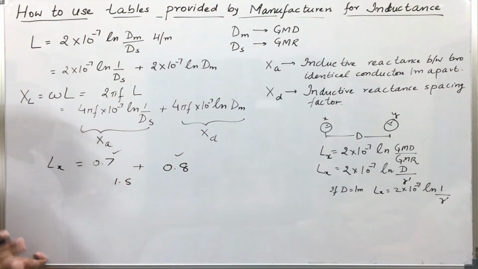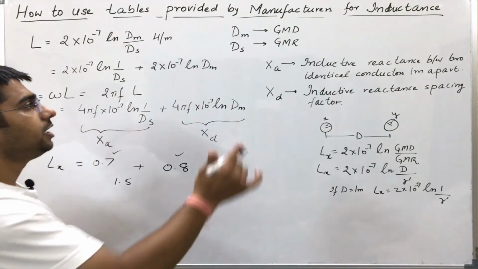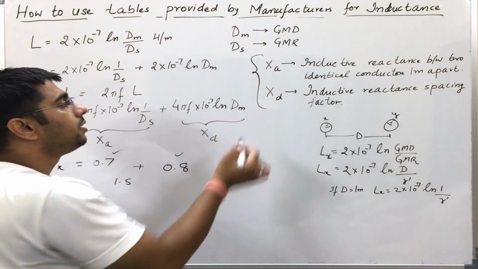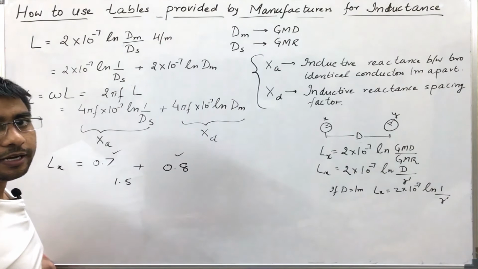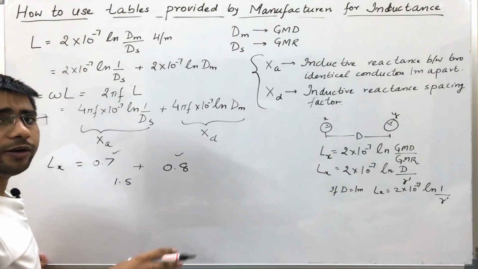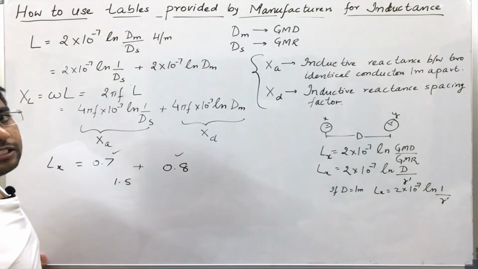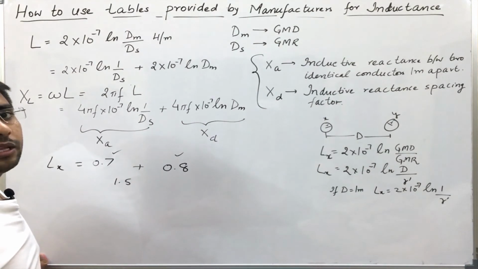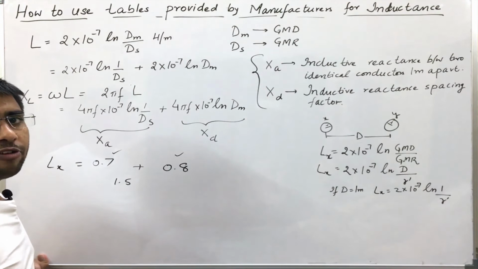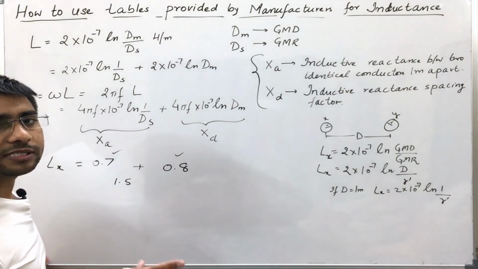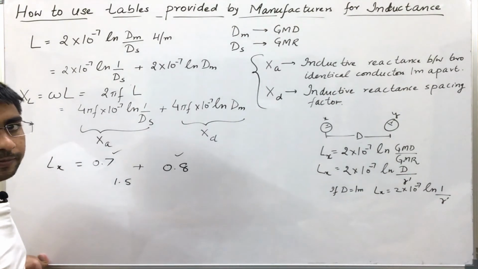So in this way we can simply use the two values usually given by the manufacturer in their tables. In this way, we do not need to calculate GMR or GMD separately for the conductor configuration. Usually it is given by the manufacturers for typical or standard configurations and spacings.